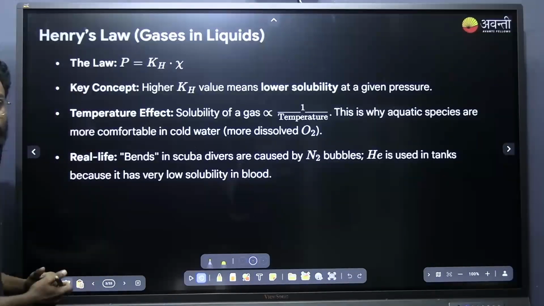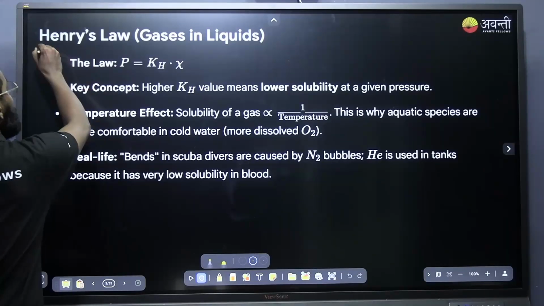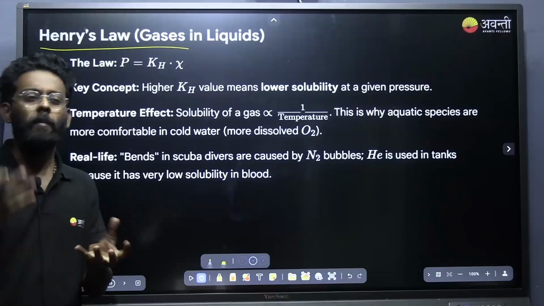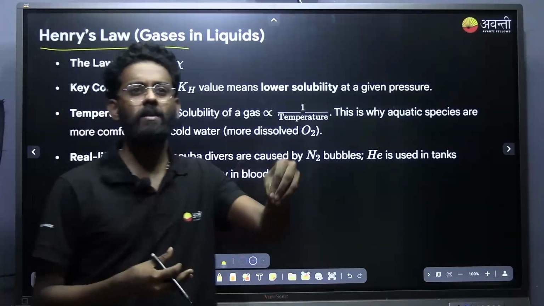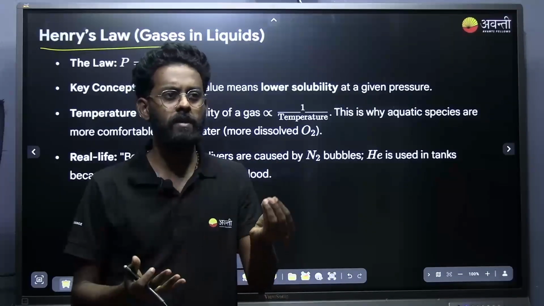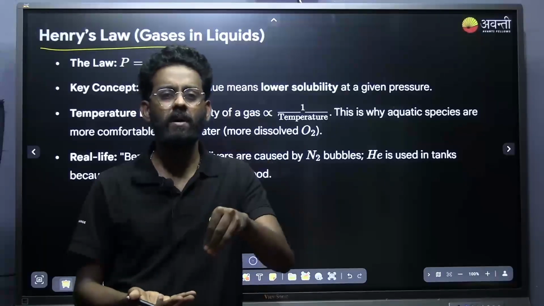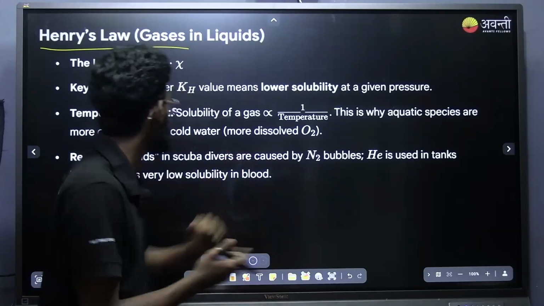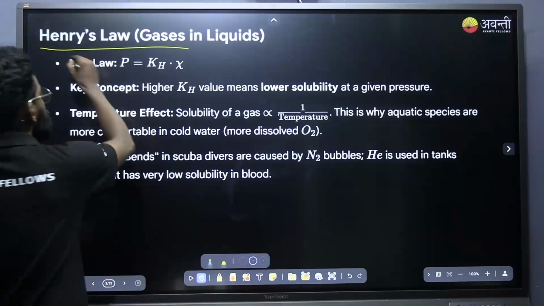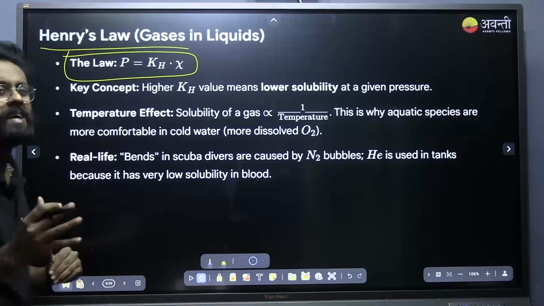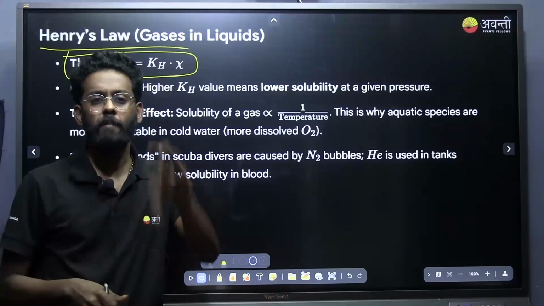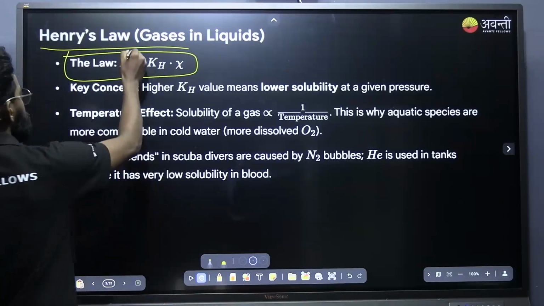So the first portion that we will be discussing in today's topic is Henry's law. Students, all of you know that when I am mixing a gas, for example soda gas, the gas will be dissolved in the solution, right? And what is the theory behind this? That is nothing but Henry's law. According to Henry's law, the solubility of a gas in a liquid is directly proportional to the pressure applied on it. From that we get the equation of Henry's law.